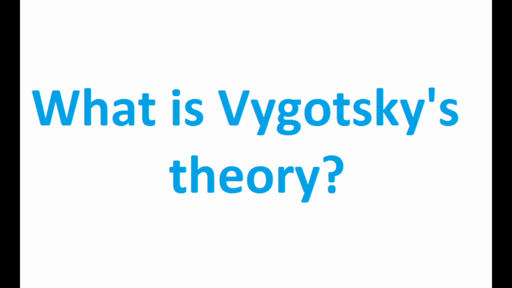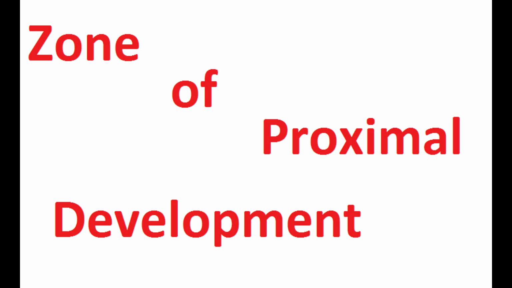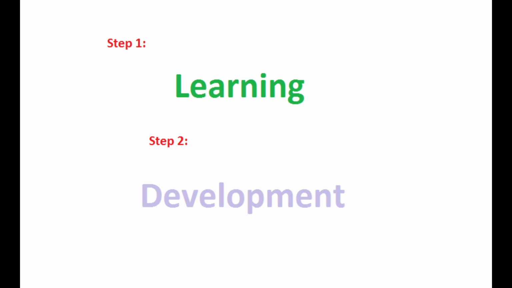Now, you're probably wondering, what is Vygotsky's theory? Well, he developed something called the Zone of Proximal Development. It is usually said that learning causes development and development causes children to learn. What Vygotsky believed was that learning came before development in the ZPD.